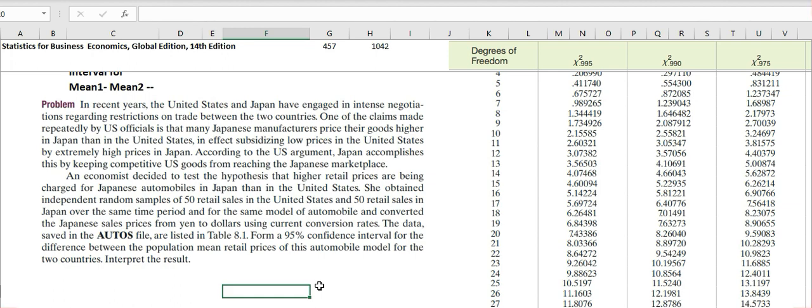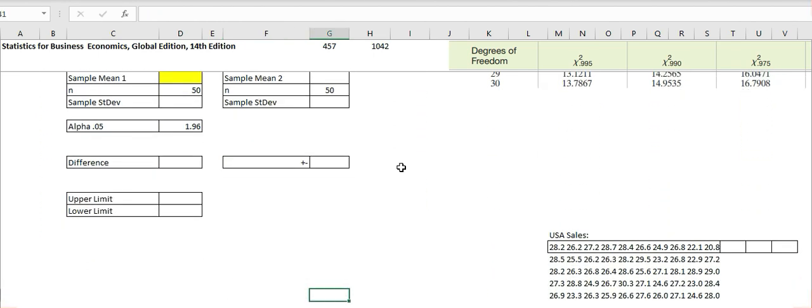It's just comparing the prices of Japan cars. Let's say Toyota, they're selling it in Japan versus they're selling it in the US. The economist here is comparing the prices, and he hunches that the pricing in the US is lesser than the price for Japan. Okay, so here are the data.